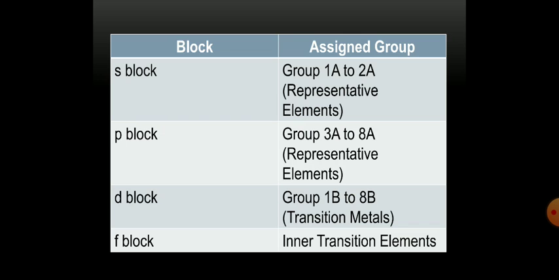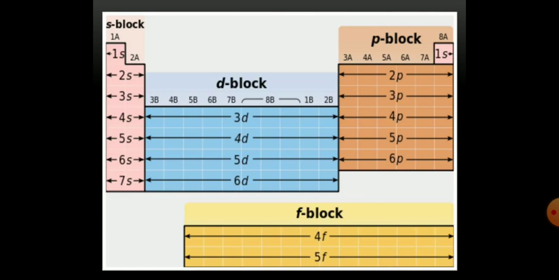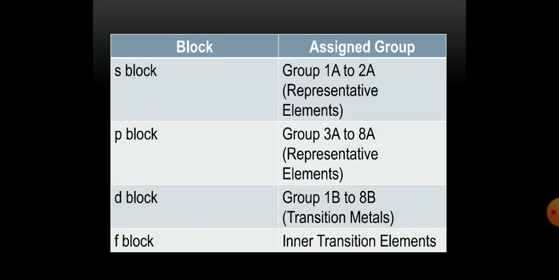Students, you are already familiar with these four blocks. In the previous slide, we have already shown them with different colors. Look at this: S block, P block, F block and D block. And the assigned group you have mentioned here: S block is of group 1A to 2A. We are calling them representative elements. And if you look at group 3A to 8A, they are called P block elements. They are also called representative elements.